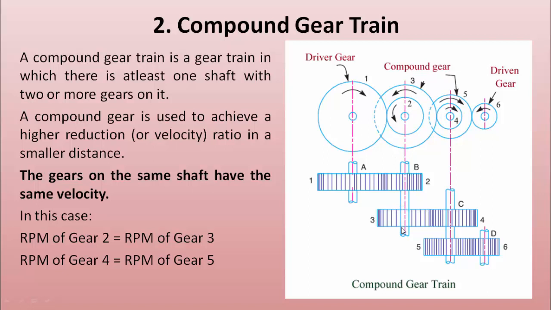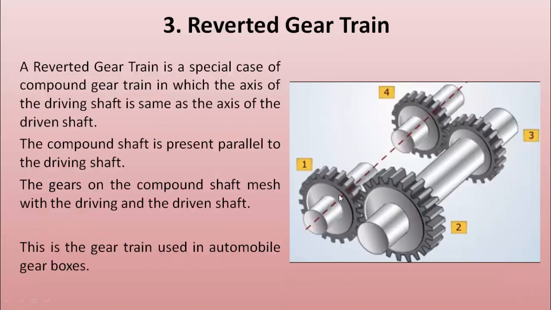As they are present on the same shaft, they will have the same RPM. Because they are present on the same shaft, they have to rotate with the shaft. That is, they will have the same angular velocity, and they will also rotate in the same direction. So the gears which are on the same shaft are known as compounded gears. In this example, we have two pairs of compounded gears: 2-3 are compounded and 4-5 are also compounded.